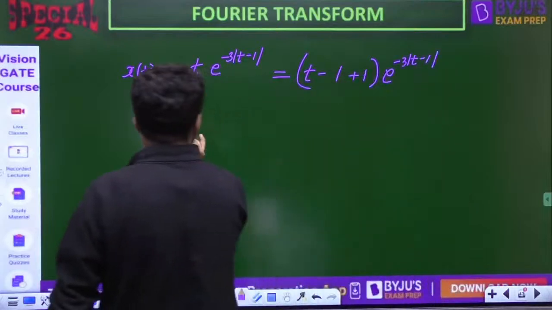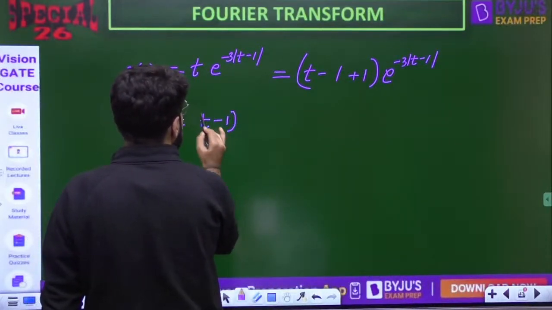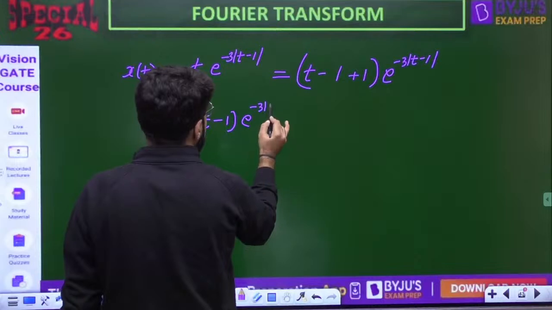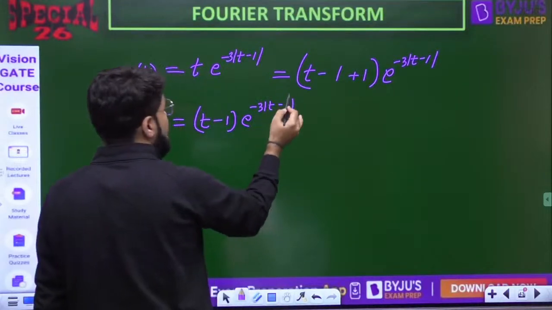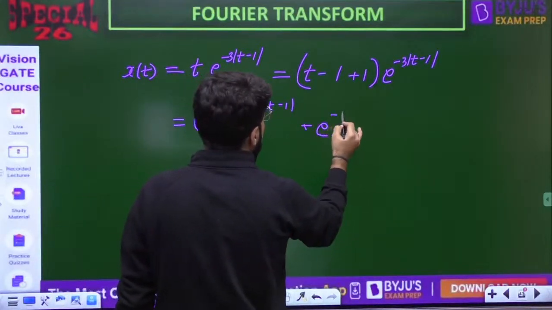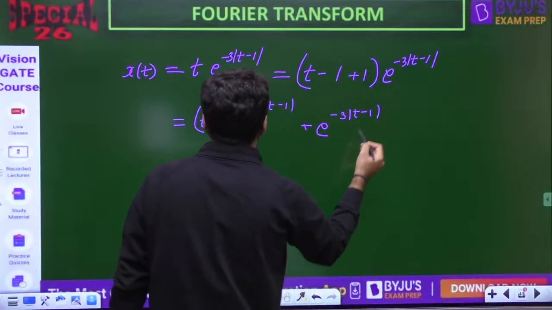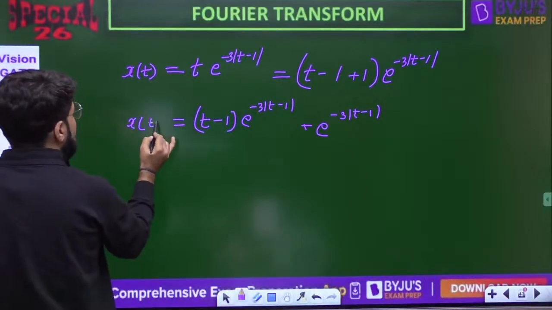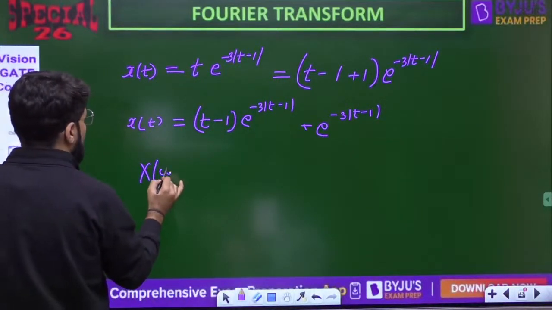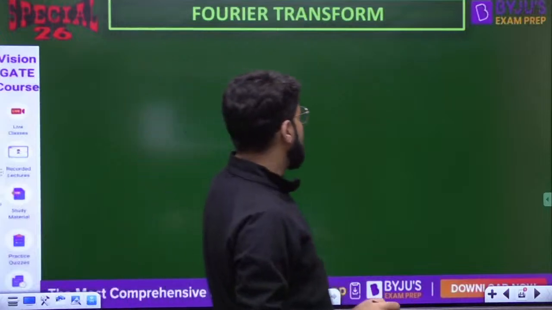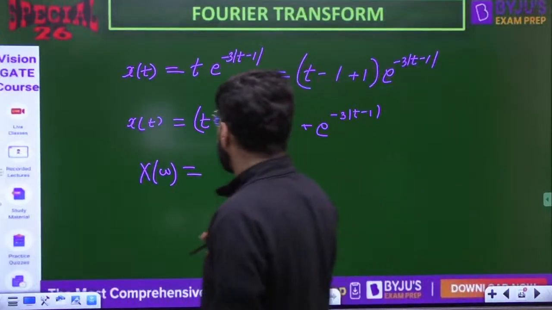And now split it up. This becomes (t minus 1) e raised to the power minus mod (t minus 1) plus e power minus 3 mod (t minus 1). Okay, if this is the x(t), what is going to be the Fourier transform? Let's do some separate calculations here.